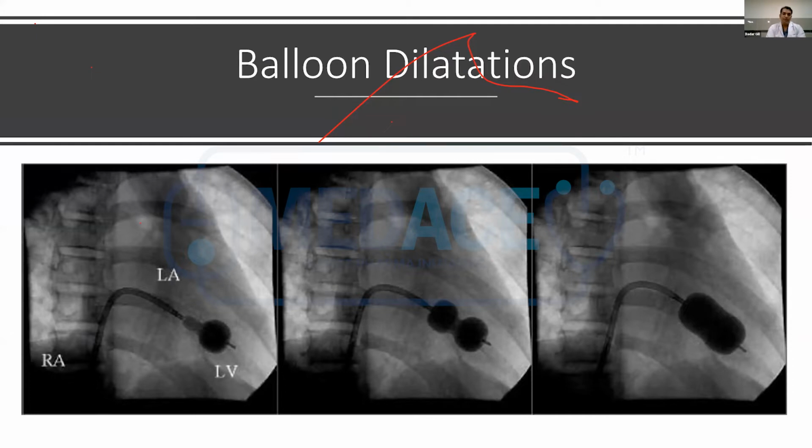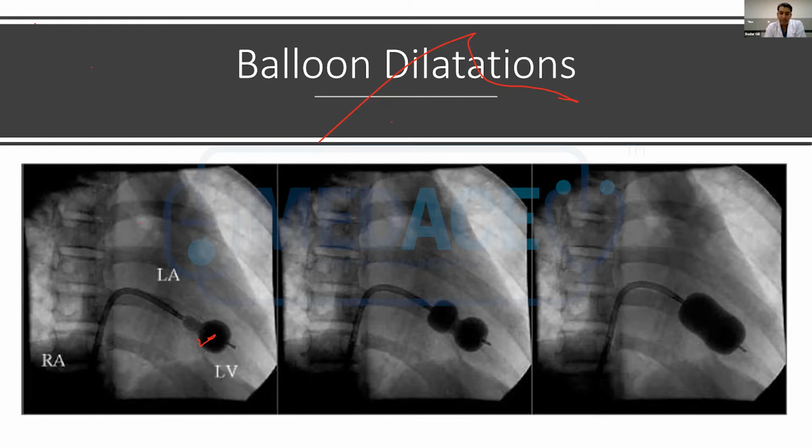After the balloon is in the LV, these are the stages I have mentioned here. Again, I would like to further highlight it. This is the first stage. Through this first stage, we start pulling the balloon out. In this stage, the balloon is now fixed across the mitral valve. After that, we will not pull the balloon out. And this is the third inflation. After this inflation, this is the point when the mitral valve is actually dilated.